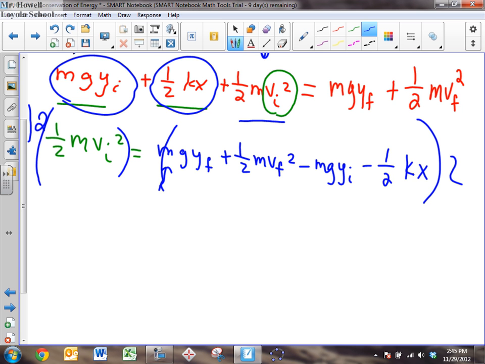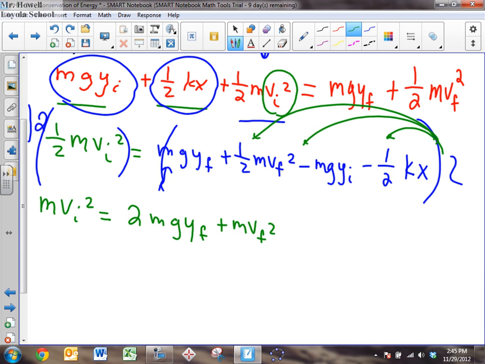So on the left-hand side, the 1/2 is now gone. We have m VI squared. On the right-hand side, we have 2 mgyf plus mvf squared, because the 2, again, this 2 is getting distributed to every single term. Within the parentheses, that 2 is getting distributed. So the 2 goes in front right here. The 2 and the 1/2 cancel, getting rid of it. Then we have another 2 here.